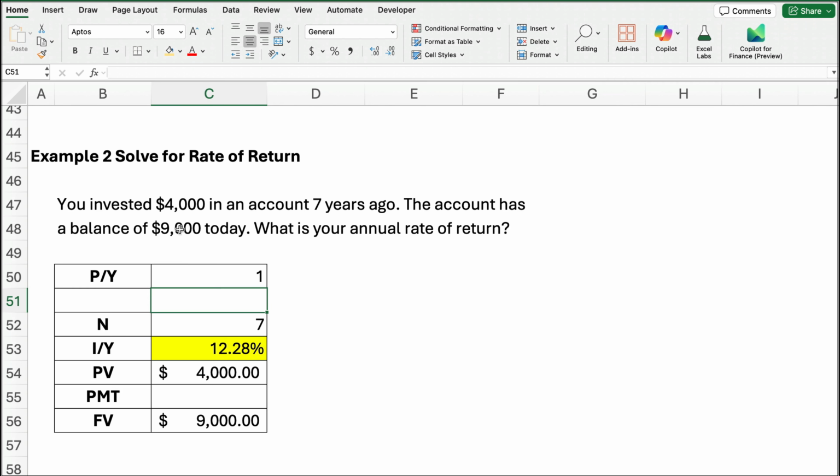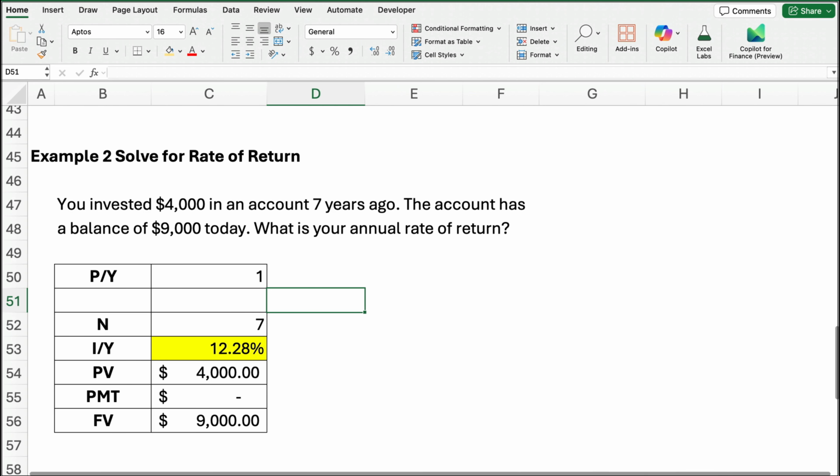Now, do we have any payments here? Are we adding to the account? $100 a month, $300 a month? We're not. So we're going to put 0 in as the payment. So the answer looks like it's going to be 12.28%. Now, not 12%, but 12.28. Hang on to those decimal places. That's why we did 4 decimal places.